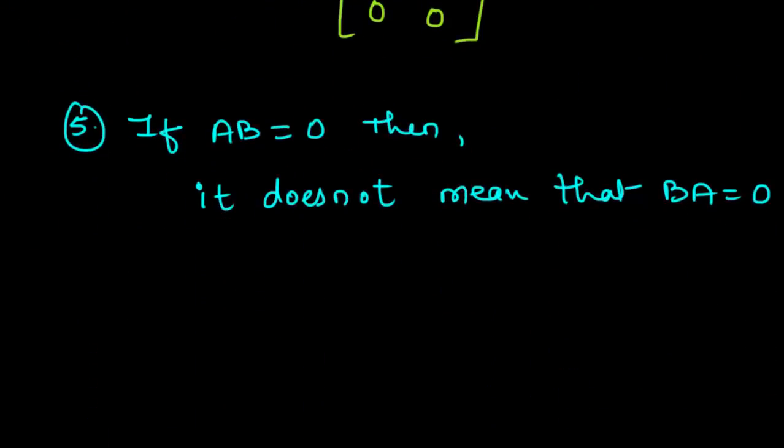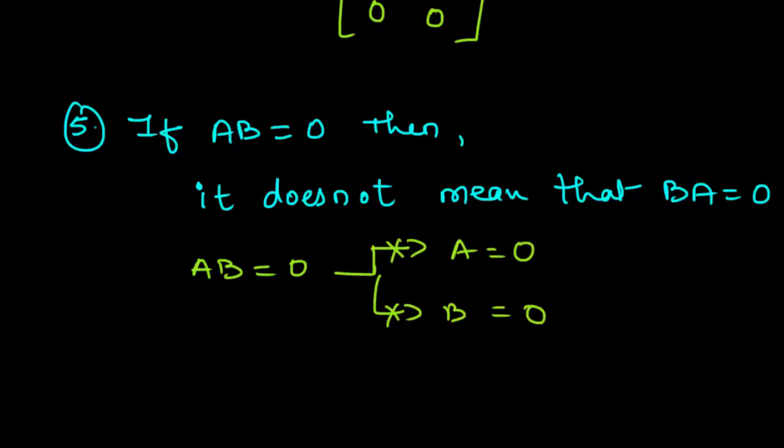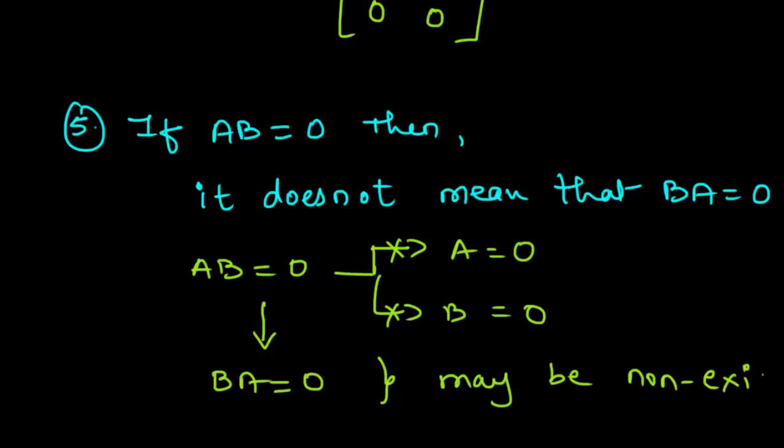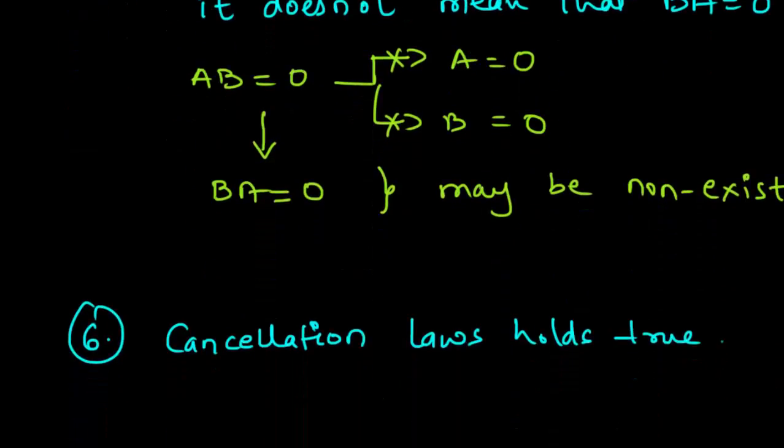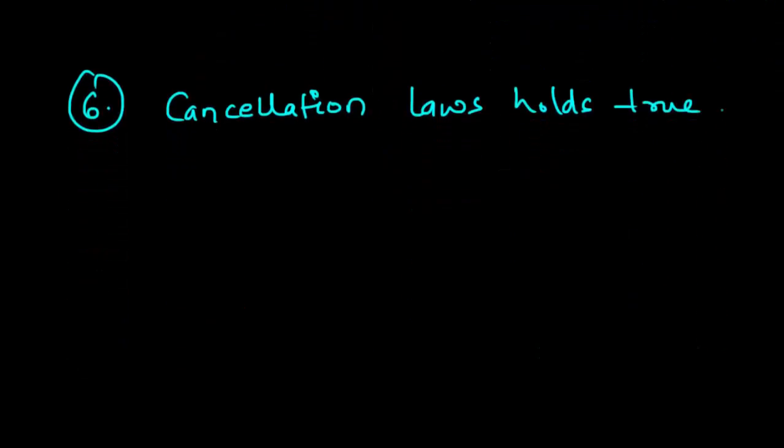If AB is a null matrix, then it doesn't mean that BA is also a null matrix. This is very important. I think we have already covered this, but let's see it. We have AB equals 0. In the last property, we saw that it doesn't mean that A is a null matrix or B is a null matrix. Also, if AB is a null matrix, then BA need not be a null matrix. In fact, BA may or may not exist. If the dimensions are right, then BA will exist, and if the dimensions are not right, then BA will not exist.